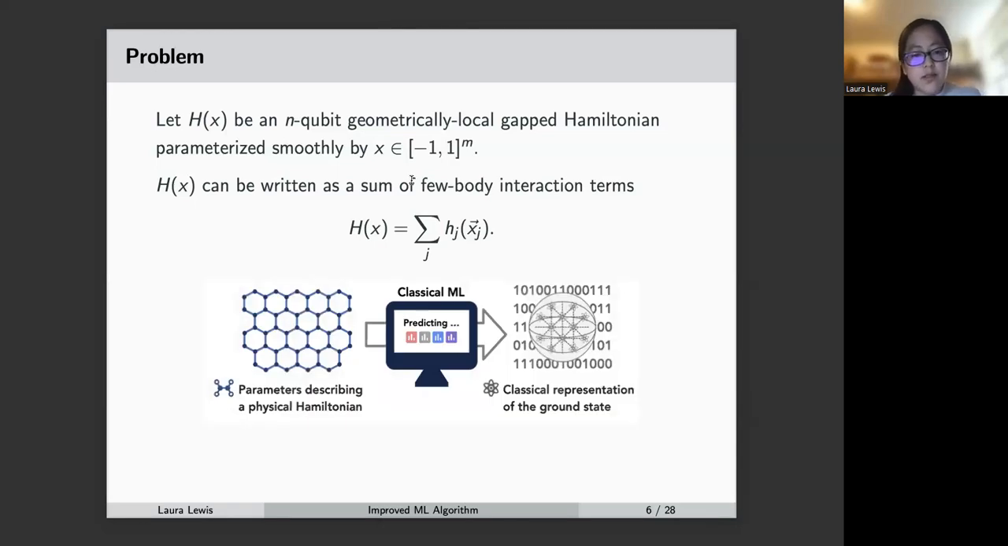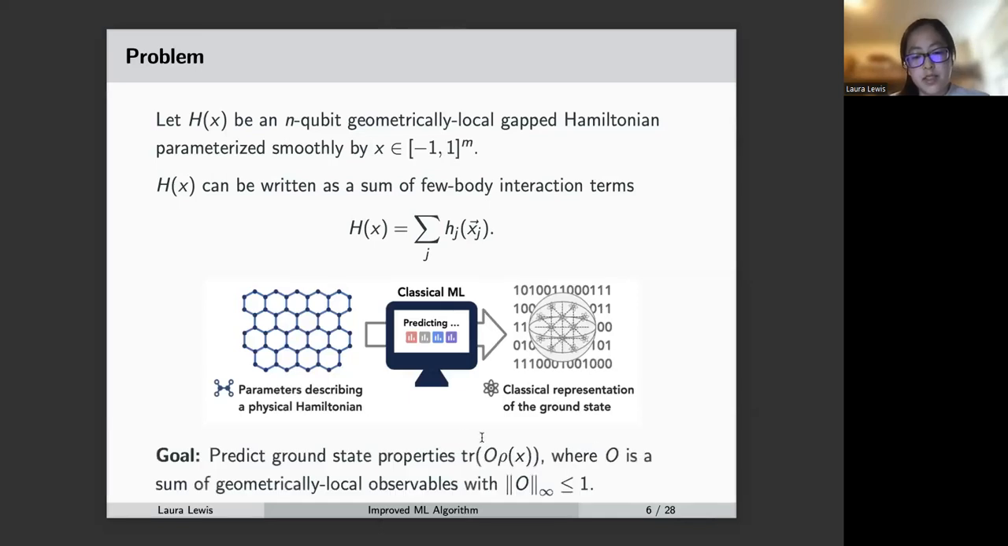And what we want is to make a classical machine learning algorithm where we input the parameters describing this Hamiltonian. So this is the vector x here. We input that into our machine learning algorithm, and it outputs this classical representation of the ground state, or in particular, what we care about is a ground state property. What I mean by a ground state property is this trace O rho of x, where rho of x is the ground state of the Hamiltonian h of x, and O is a sum of geometrically local observables with spectral norm bounded by 1. I'll explain later why we need the spectral norm bounded by 1, but it'll come up in the proof ideas.